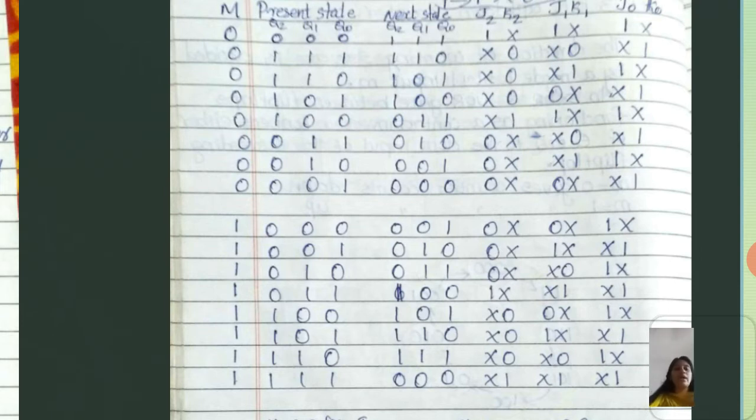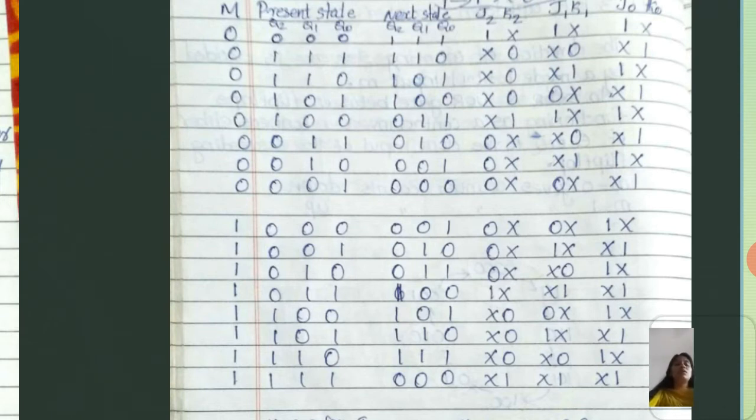Like this, you have to write the present state and next state values. In present state there are 3 bits. Also in next state there are 3 bits. So representing each bit, you are using a variable like q0, q1 and q2. Q2, q1, q0 is the representation for 3 bits in present state as well as the next state.